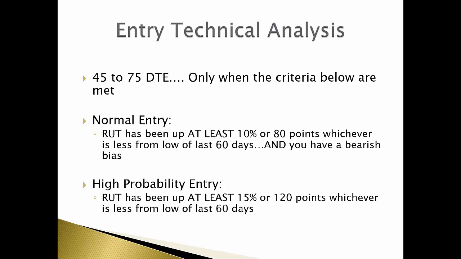For the purpose of this segment, part 2 of the program, normal entry is all we're going to worry about. The reason I put the high probability entry in here is because when we do the bull versus bear in the next segment, we're going to use those high probability numbers to determine what type of trade we might be in at that point. So for this section, if we're up at least 10% or 80 points, whichever is less, from the last 60 days, and we have a bearish bias, then we're going to go ahead and do it. Realistically, if we're up 15% or 120 points in the last 60 days, that's a high probability entry. I don't have to have a bearish bias at that point, because if I don't have a bearish bias, there's something wrong with me.